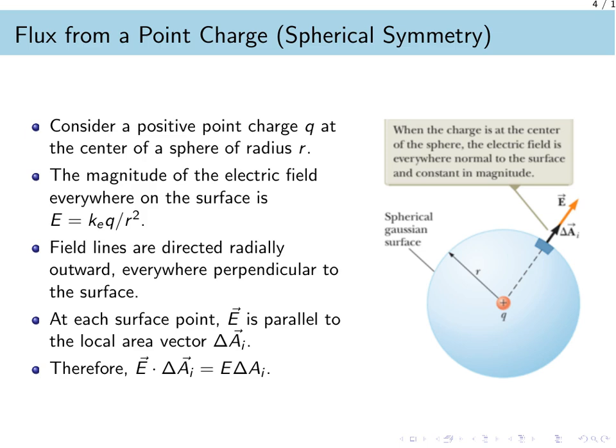This magnitude is equal to the Coulomb constant times the charge Q divided by the radius squared. The electric field lines radiate outward from the positive charge and are everywhere perpendicular, or normal, to the surface of the sphere. At any specific point on the surface, the electric field vector is perfectly parallel to the local area vector. Therefore, the dot product of the electric field and the area element simply becomes the product of their scalar magnitudes.